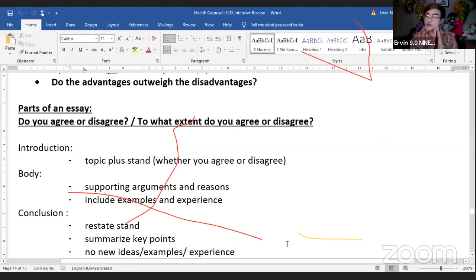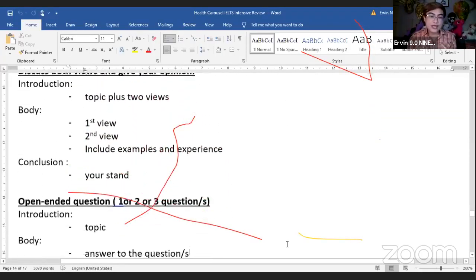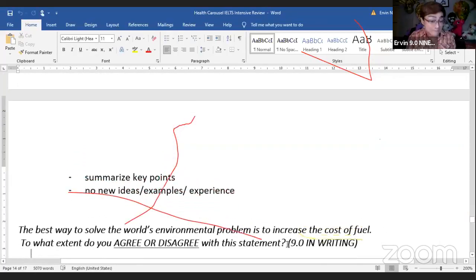In the conclusion, IELTS examiners don't want you to present anything new. No new examples, no new experience. The purpose of the conclusion is to restate your stand and to summarize the key points. So to speak, what you're seeing on this slide is like your skeleton. It will remain a skeleton if you don't add meat. Now let's move on to the substance, the content part. I'll just skip this portion here. We cannot talk about all of them in two hours, so this is a sampler.